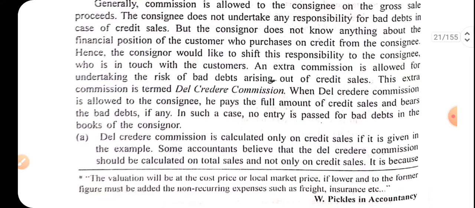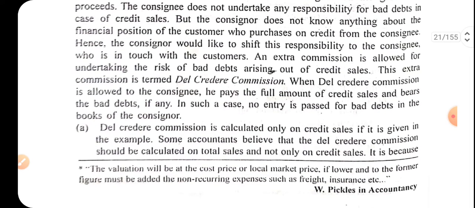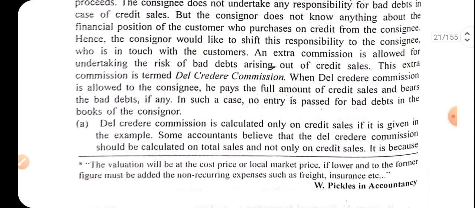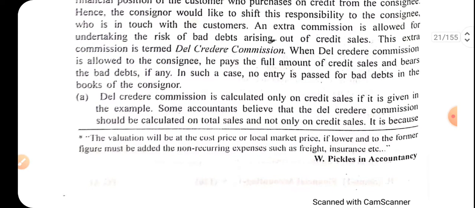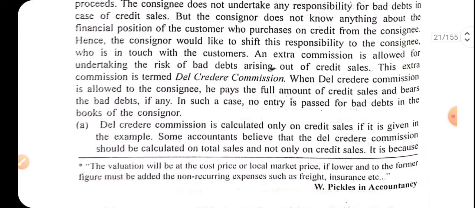So when the customers who are purchasing goods on credit from the consignee do not pay the money to the consignee in time, it creates bad debts, and such bad debts are a very big loss for the consignor. The reason why the consignor wishes to shift this loss from his head and transfer it to the consignee is that the consignor pays extra commission to the consignee for the credit sale and its recovery. That is considered as Del Credere Commission.